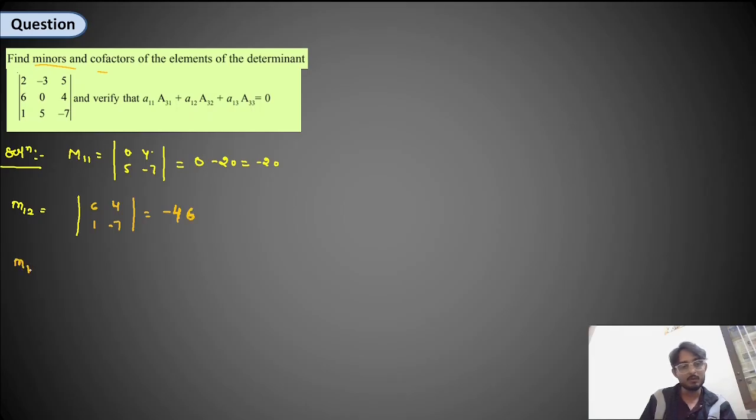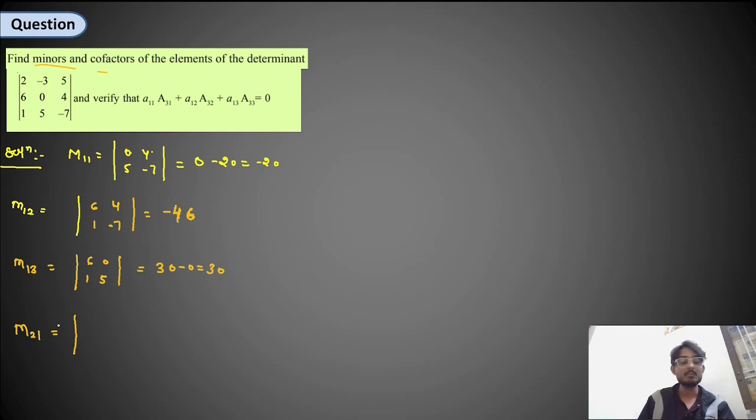Now M13. M13 equals eliminating the first row and third column. When you eliminate the first row and third column, you will get 6, 0, 1 and 5. So 6 fives are 30 and 0 into 1 is 0. 30 minus 0 equals 30.